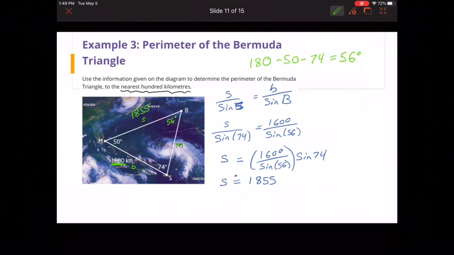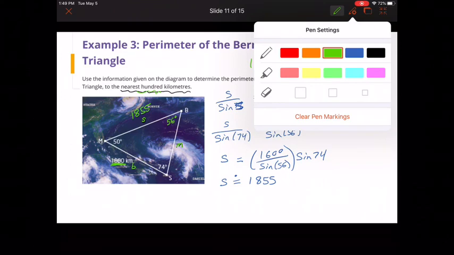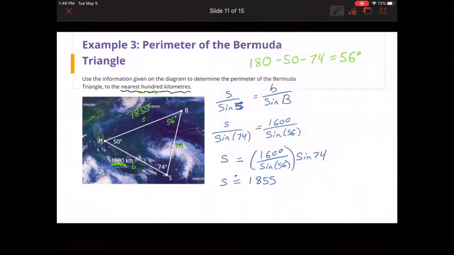Now I'm not going to round yet, even though I want to round to the nearest 100 kilometers. I'm not going to do that till the end. We don't want to round both of them and then add them together. We don't want to round twice because that could be wrong. I want to make sure that we add them together first. All right, now I need to find M.